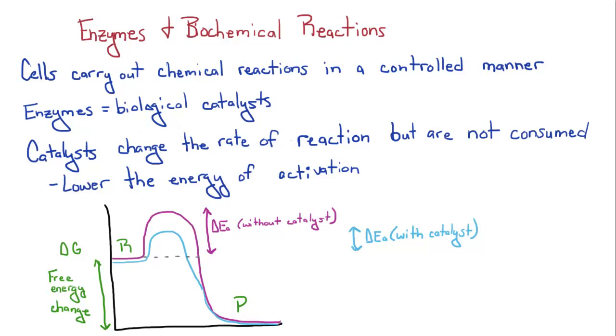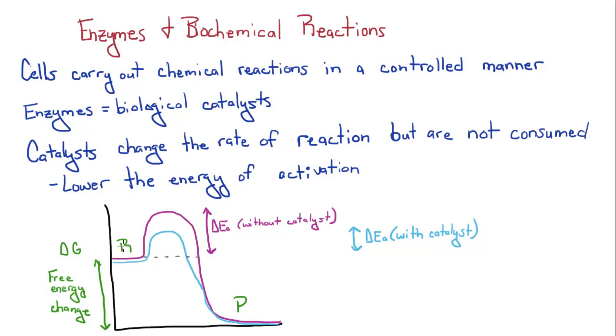A catalyst is a molecule that can change the rate of reaction, but is not consumed in the process. And catalysts do this by lowering what is called the energy of activation. In chemical systems, the amount of energy that is available to a reaction is called the free energy, also known as delta G, which stands for Gibbs free energy.